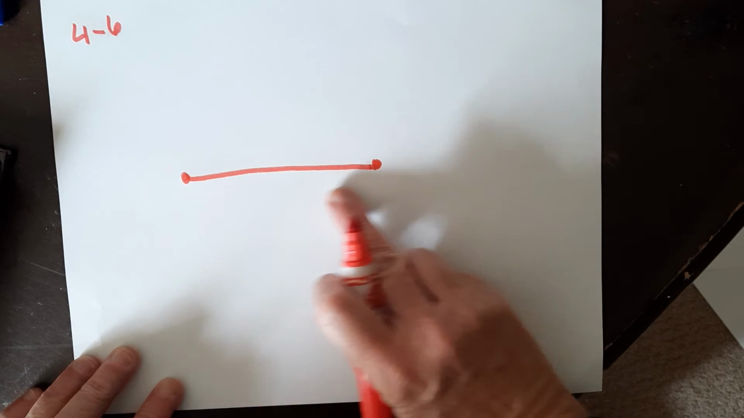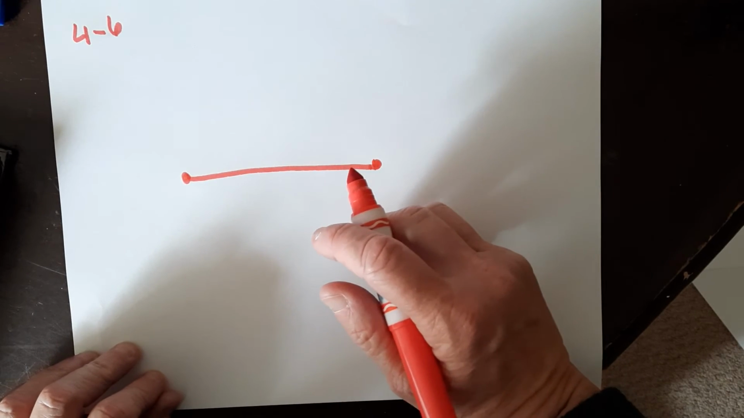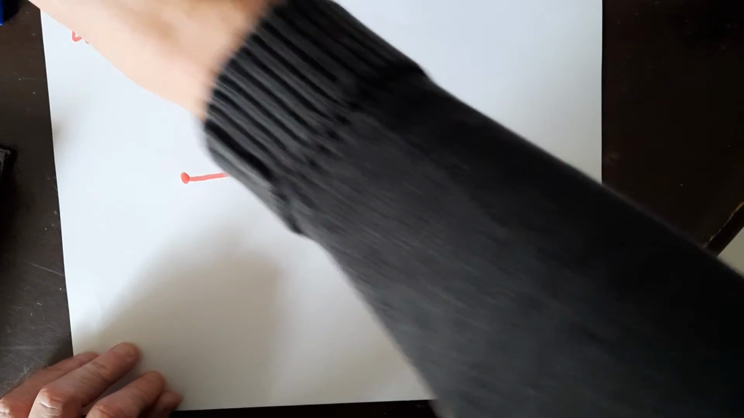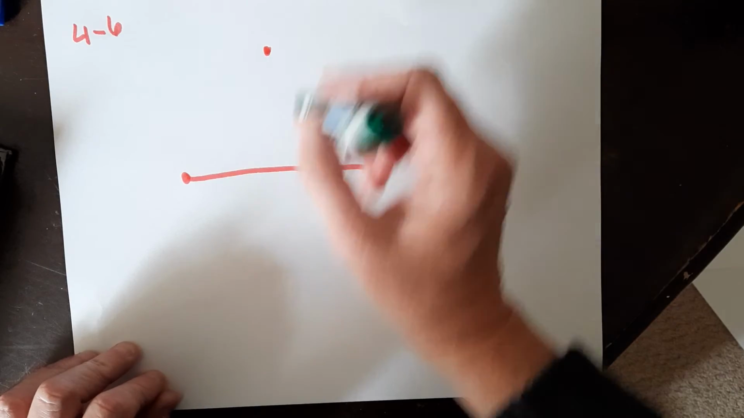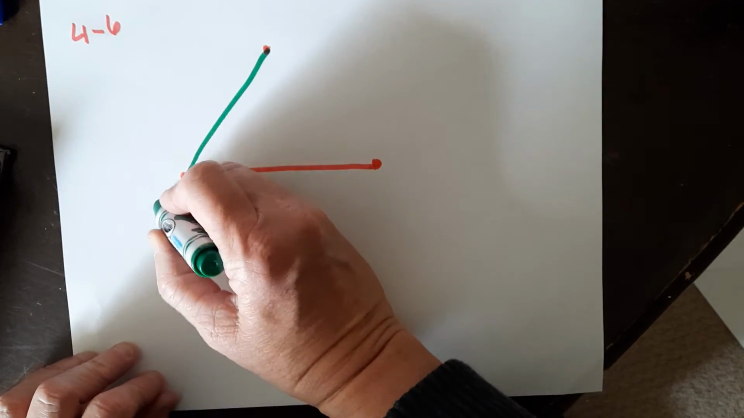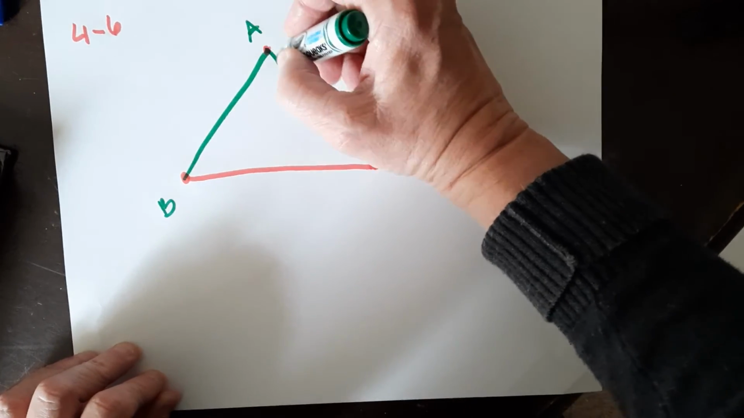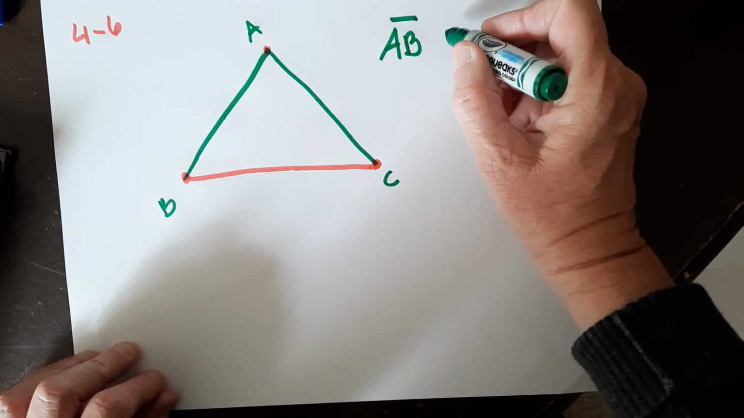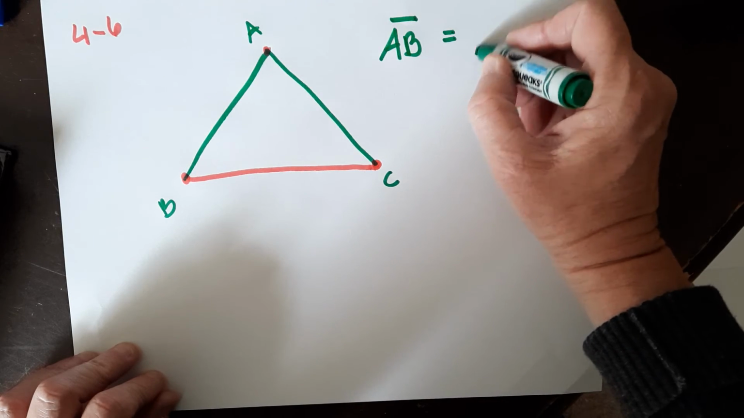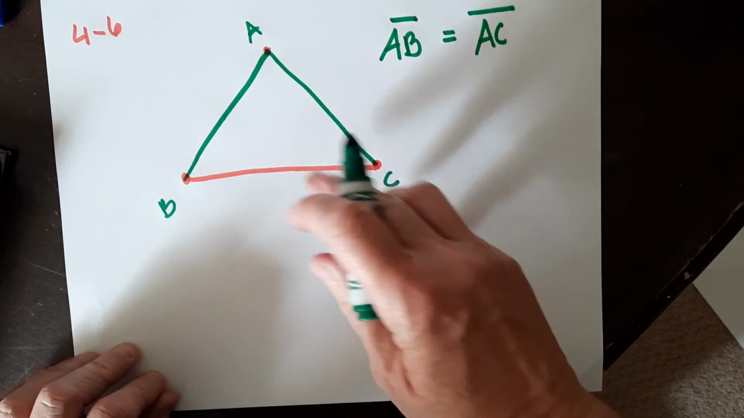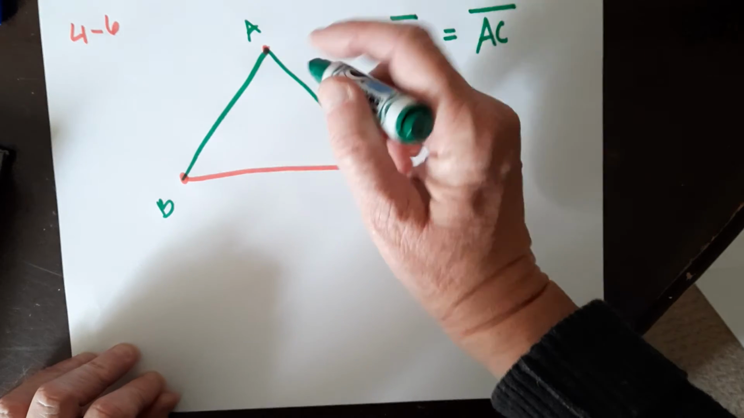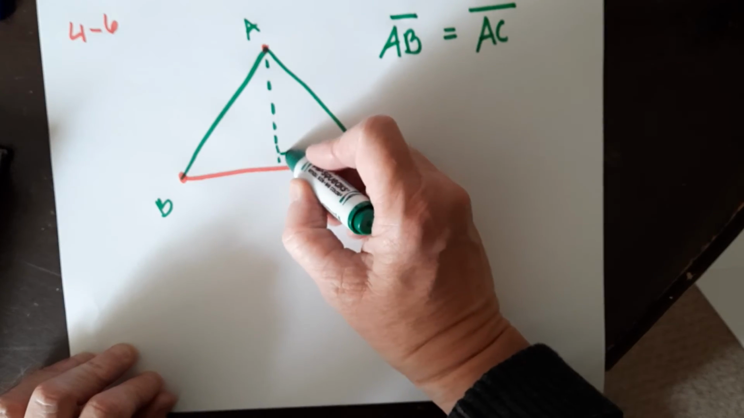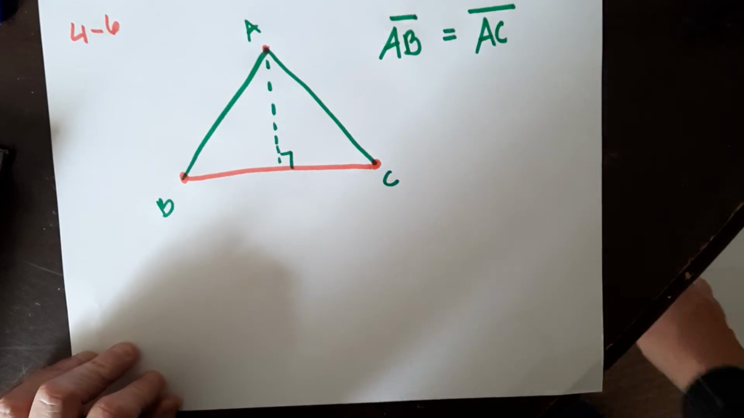So here is our segment, and we're going to put a point here, and if we measured this length from B to A, and then we measured from A to C, and if we found that AB was the same measurement as AC, then we could say that point A is on the perpendicular bisector of our original segment, BC. Does that make sense? So it's the opposite of this one.